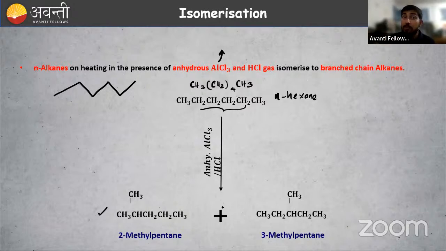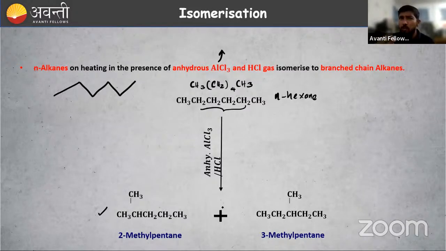Why? Tertiary carbocation has more stability. So some rearrangement will take place in the carbocation. Initially it is normal hexane carbocation, then some rearrangement to become a tertiary carbocation. At that time some branches will be formed. So that is all about isomerization.